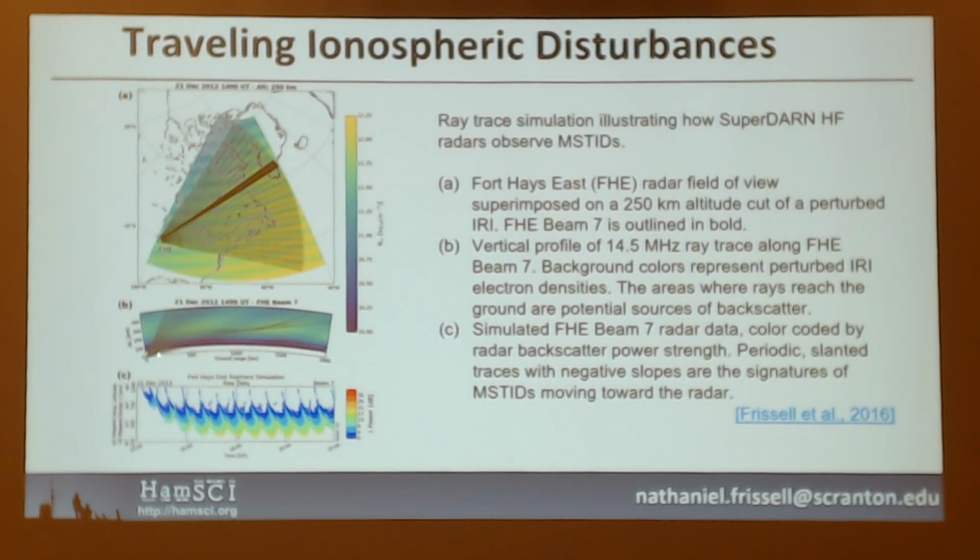You have a transmitter located in one place. You'll launch radio waves up, and instead of having a receiver at the other end, you can have a signal bounce back down to the ground, and then you get backscatter from the ground that goes back to the radar. And you can plot this as a function of time, and if you have these TIDs going through the radar field of view, you get these variations in signal-to-noise ratio. So the SuperDARN radars are also capable of seeing this.